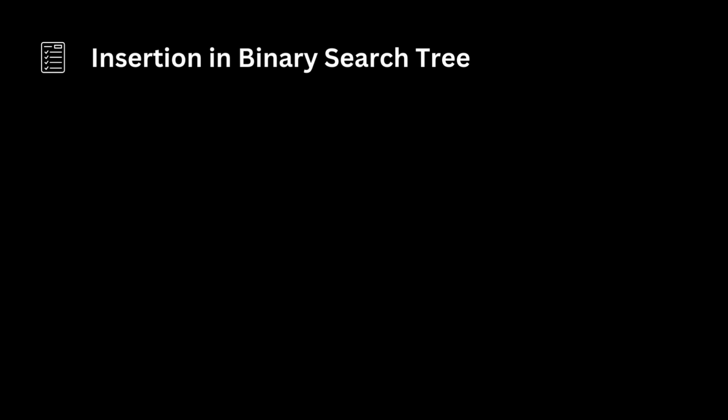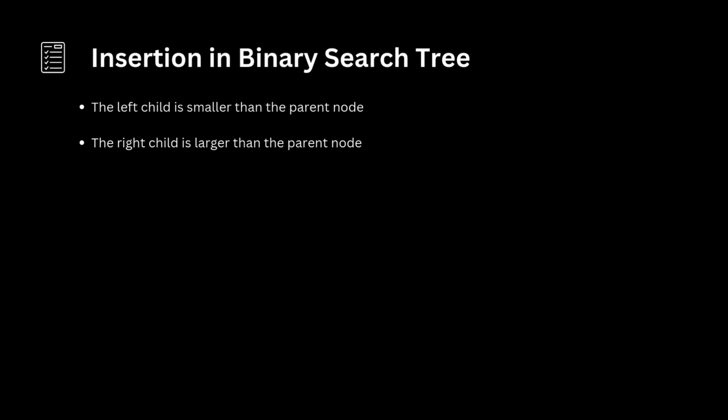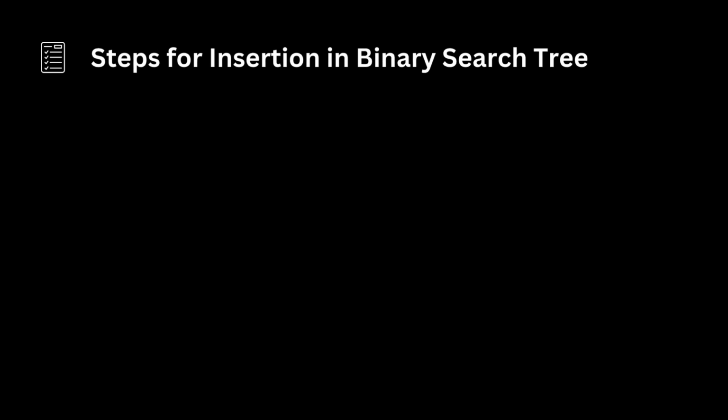Insertion in a binary search tree follows the property that the left child is smaller than the parent node and the right child is larger than the parent node. When inserting a new node, we start at the root node and recursively find the correct position for the new node, ensuring that the binary search property is maintained. Let us see the steps for the insertion.